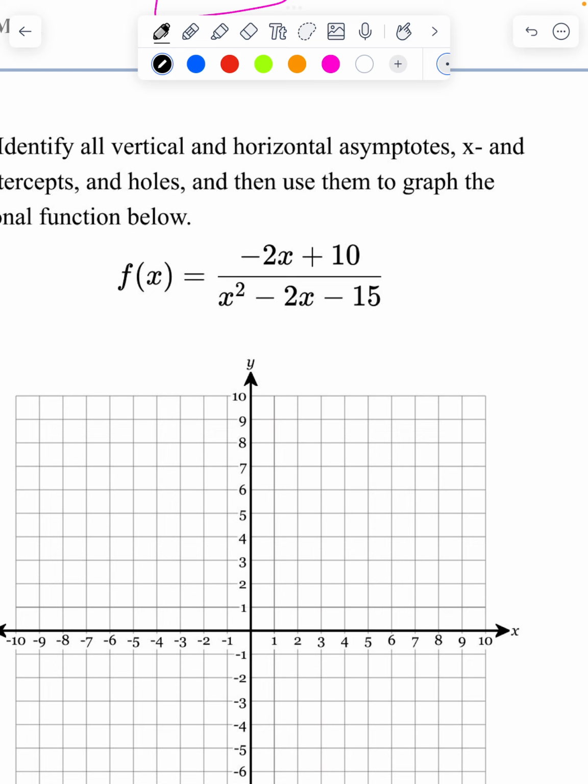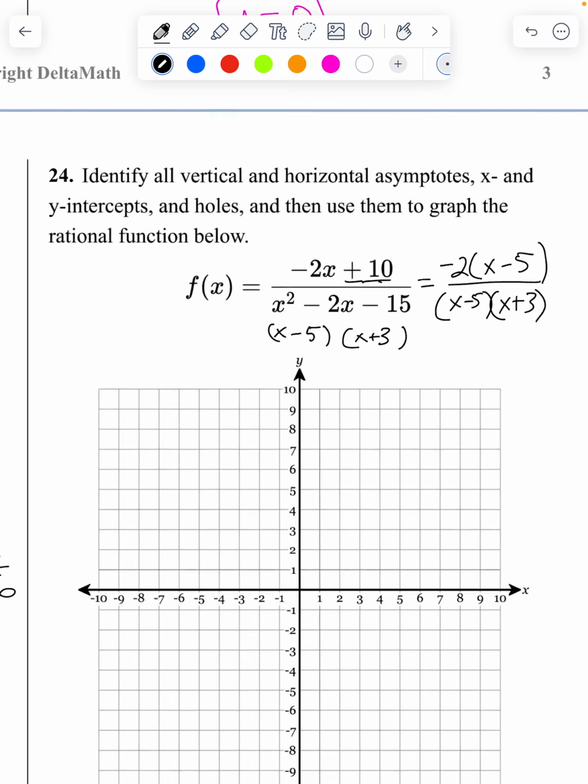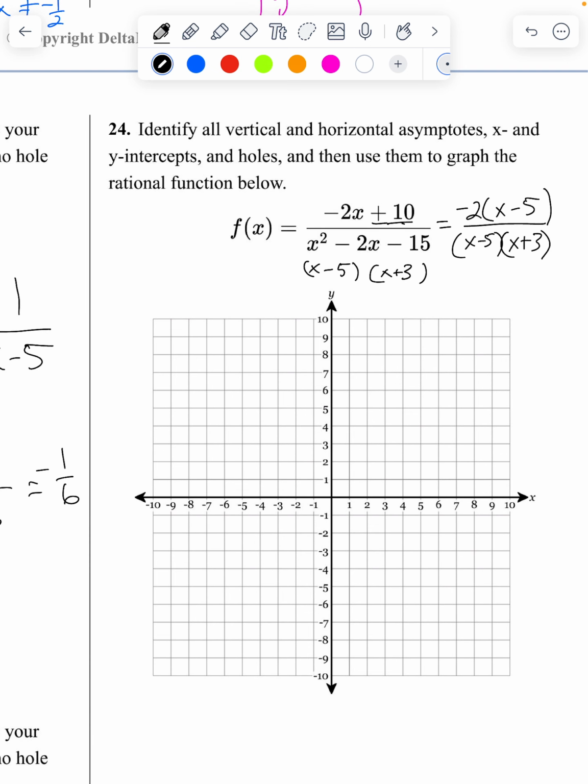So on the top, I'm going to factor, pull that -2 out. So if I do that, this will be x minus 5, because negative times a negative makes the positive 10. And on the bottom, we need numbers that multiply to -15 and add to 2. I'm thinking 5 and 3, and I want this to be negative and this to be positive. So I got x minus 5 and x plus 3. So a couple things that I know.